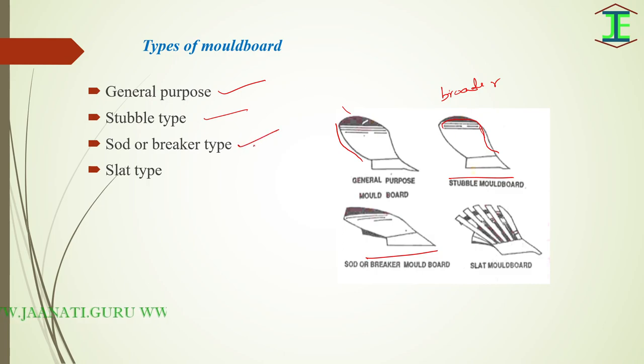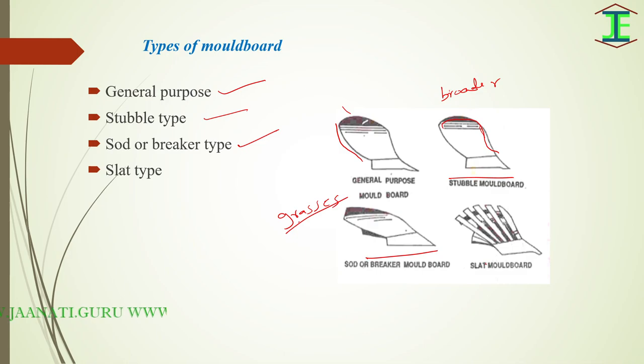Next one is sod breaker type. In sod breaker type, there will be gentle curvature, and it works well in tough soil of grasses. It turns over thickly covered soil. And this sod breaker type is very useful where complete inversion of soil is required by the farmer. So this type is used in sod soils. Sod soils means the soils which are full of grasses. And stubble mold board is not suitable for soils which are full of grasses. They are suitable for stubble soils.